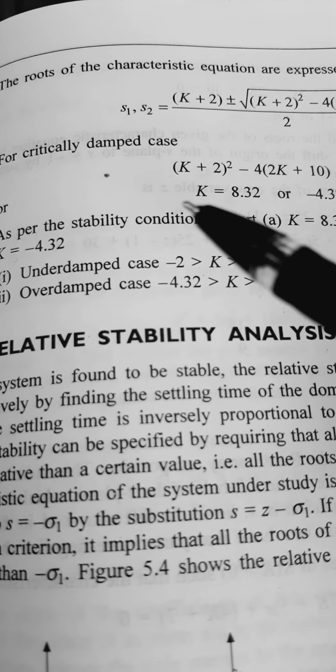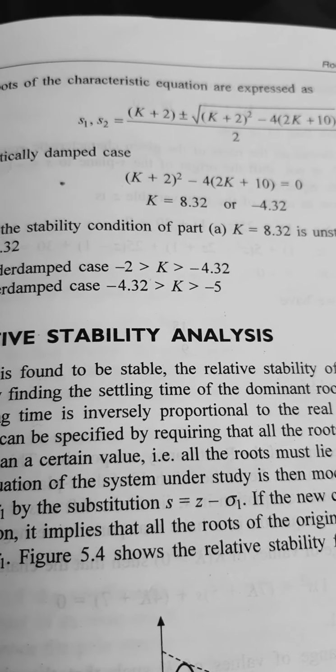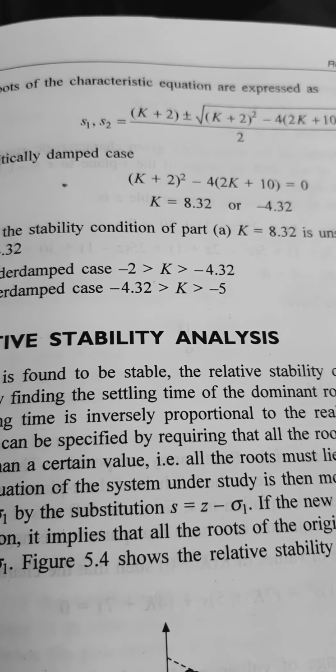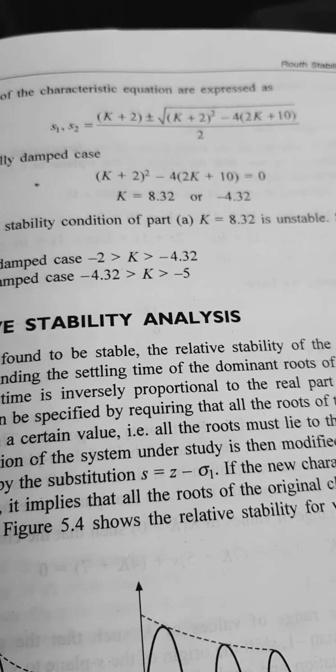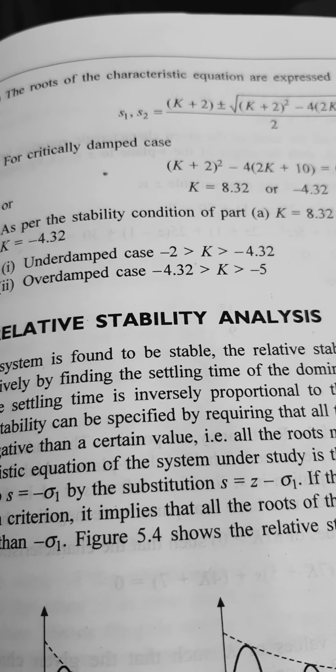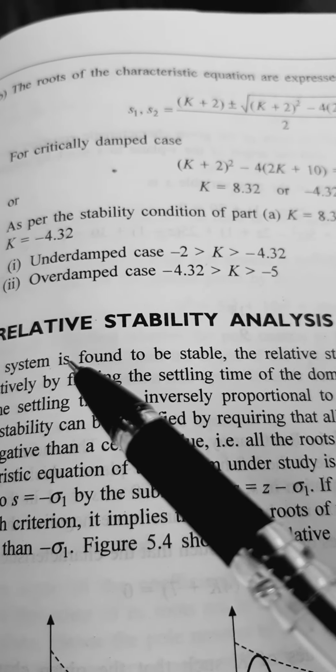What is critically damping? The amplitude is decreasing and it is coming to 0. That means the poles are on the left half of S plane, then that is known as critically damped. Now k should be this. This is the condition for critically damped.